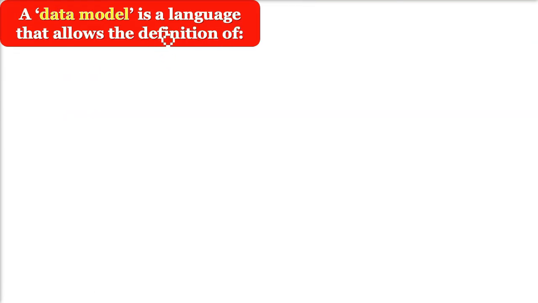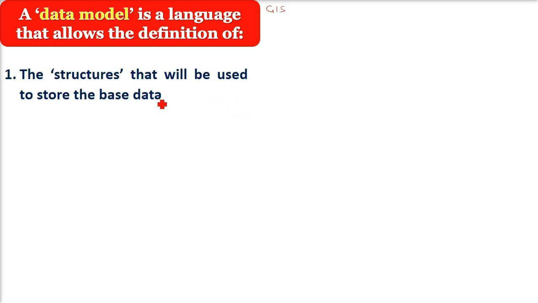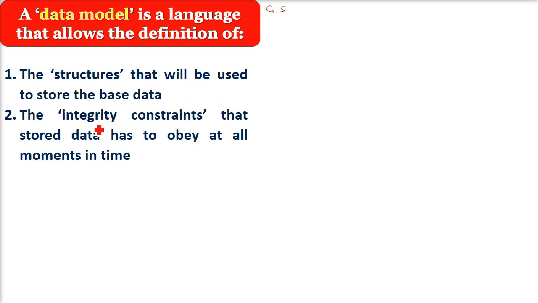A data model is a language that allows the definition of. Now, data model is a very specific term we generally use in database management systems. So in terms of GIS, Geographic Information System, on the background of any software package, that is the database management system, right? So we are talking about data model regarding GIS. So what are the options? You have to answer it correctly. The first one is the structure that will be used to store the base data. The second option is the integrity constraints that stored data has to obey at all moments in time.